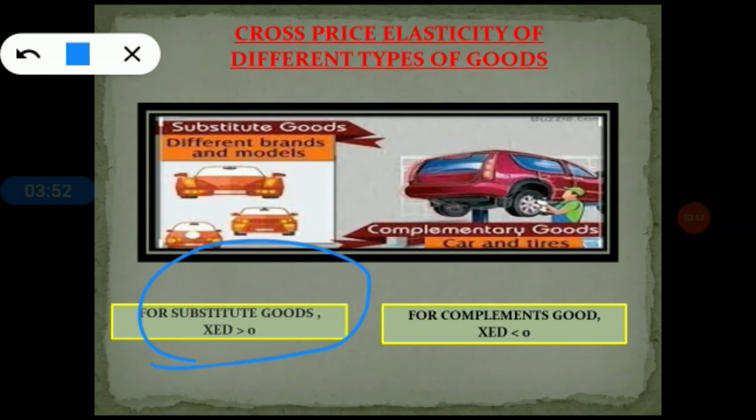So for substitute goods, cross price elasticity is greater than 0, and car and tires both are complementary to each other because both are consumed together to satisfy our particular want. We have already told that negative cross price elasticity is associated with complement goods, and that's why XED, that means cross price elasticity, is less than 0 for complement goods. Clear? So now move on to the next.